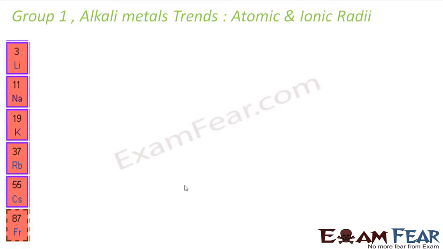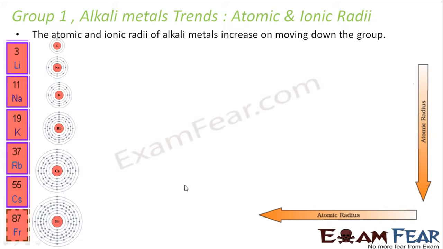Let's talk about the atomic and ionic radii. You have seen that if you go down the group, the atomic and ionic radii increase. And if you go across a given period, the atomic radius decreases.